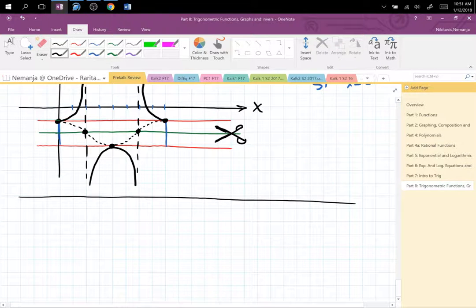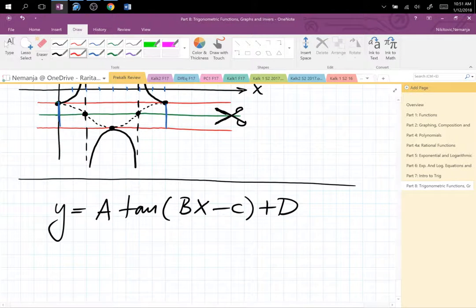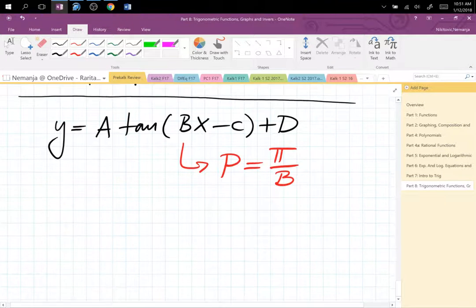So now the tangent graph is going to have y equals a tangent bx minus c plus d, with the big change that the period is now pi over b. The other 4 are 2 pi over b, and the tangent and cotangent are going to be pi over b. Now we have to learn the vanilla state first, right? The basic shape of the tangent graph.